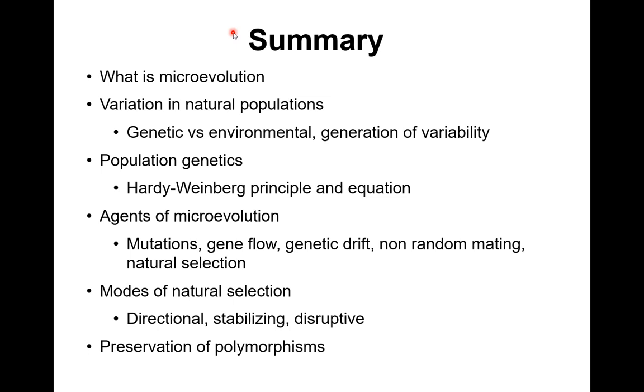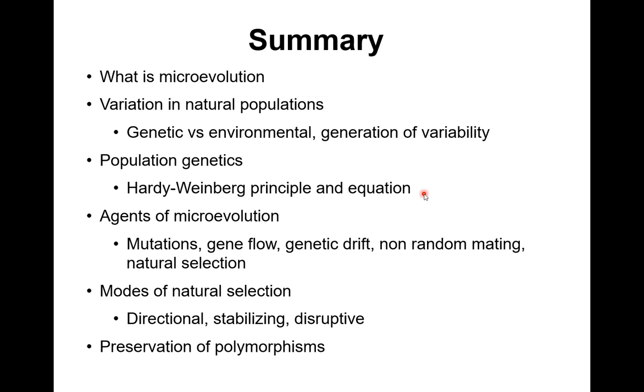Then we talked about population genetics, the field of genetics that studies the frequency of the different alleles and genotypes in populations. In particular, we focused on the Hardy-Weinberg principle, an equation that allows you to determine, in theory, what should happen to a population if microevolution is not taking place. What frequency of a certain variant you would expect if there was no evolution, and therefore figure out whether evolution is happening or not in a population under study.